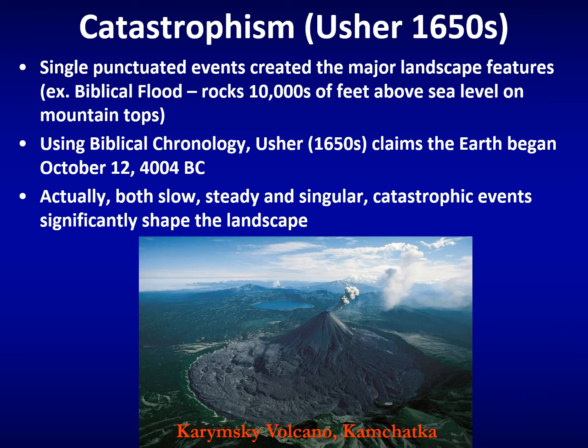Now, both of these ideas actually have a little bit of merit in that both slow, steady processes and singular catastrophic events can significantly shape the landscape. In the picture here of the volcano from Russia, we note that this thing formed within a period of just a couple of months. So large landscape features can be created in a short amount of time. But also, large landscape features are created from slow, steady processes.